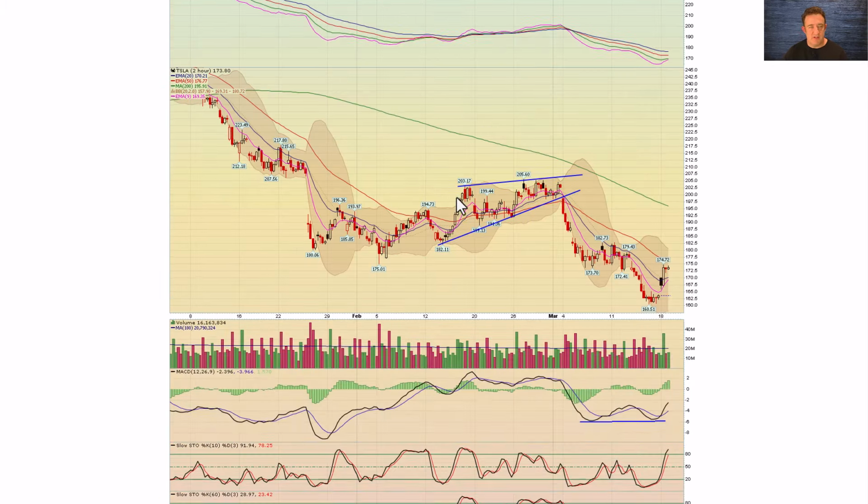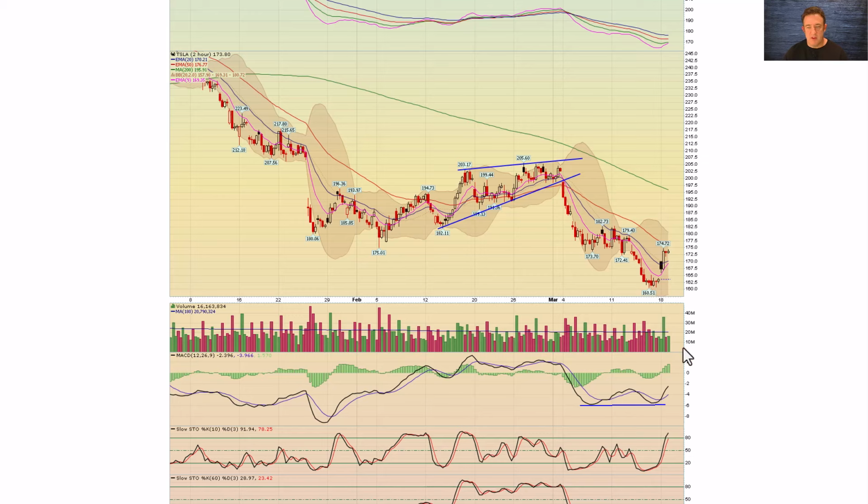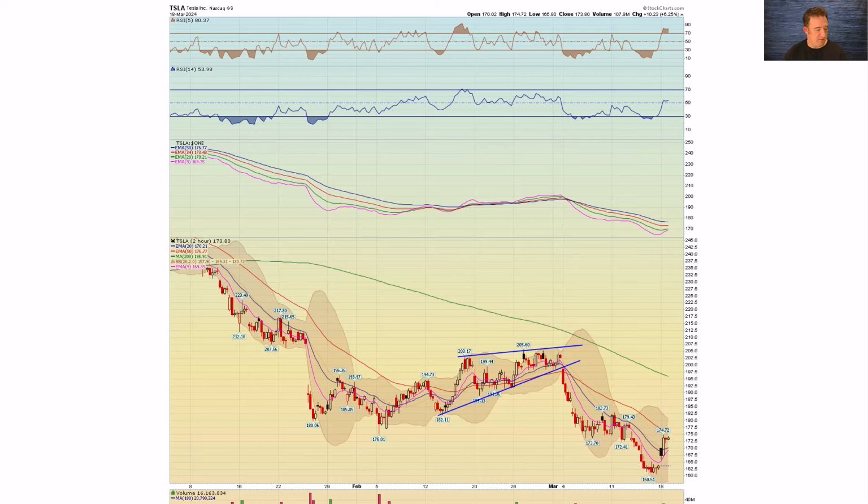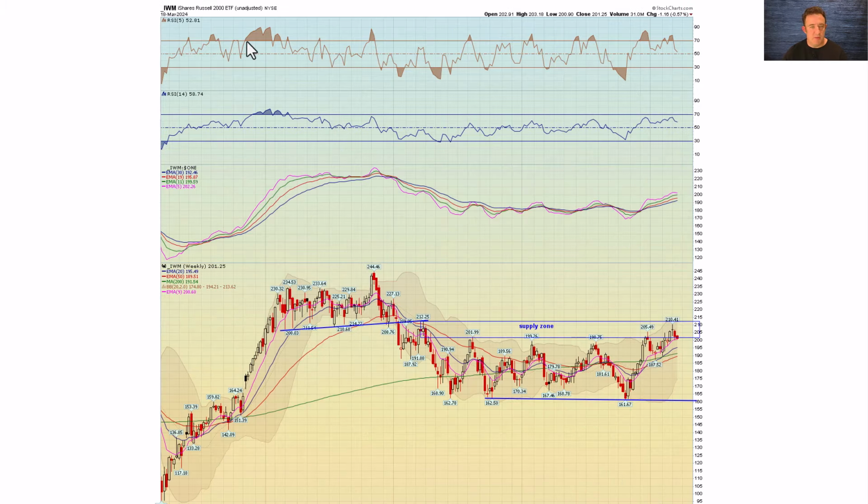Number 31, here's a 2-hour view. Again, you had some MACD divergence here. So we'll see if we get some follow through tomorrow or not on this. Number 32, here's IWM small caps. Remember, IWM was into the supply zone where it's been pulling back the last couple weeks.